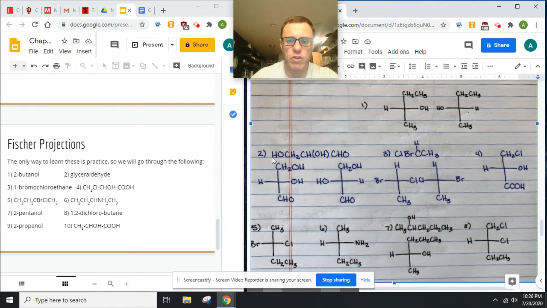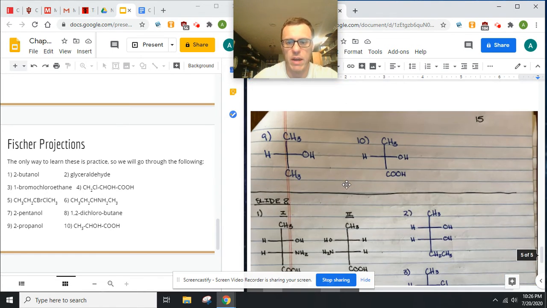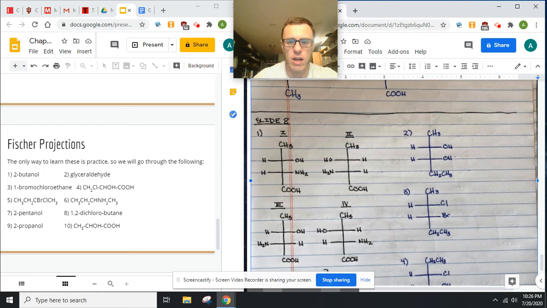So what I've done is I've done Fisher projections right here. We did butanol. This is glyceraldehyde. This is a compound that looks something like this. Not a big deal. I use this one, and then I started drawing only one version of it. I didn't draw the mirror image. I think you guys can see that. So that's what's happening with Fisher projections. I'm not going to bore you to death with that stuff.